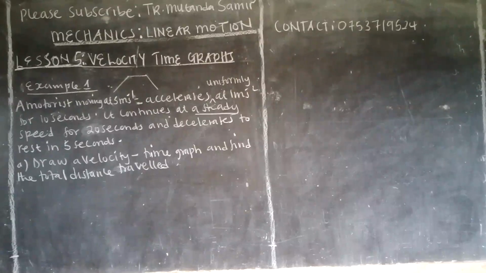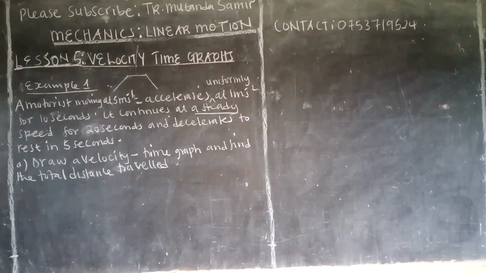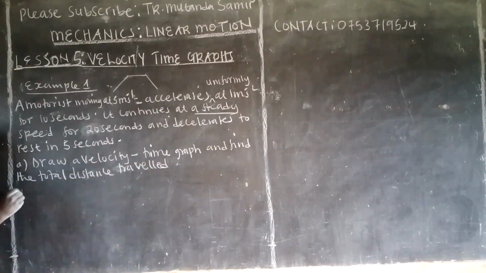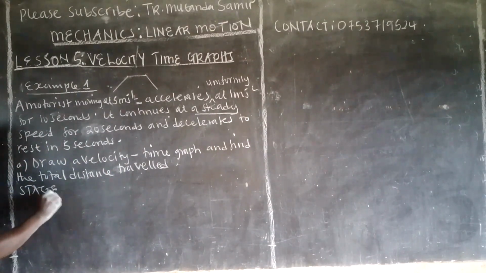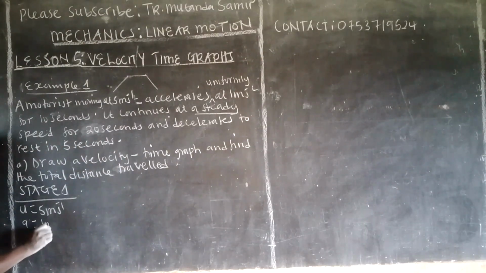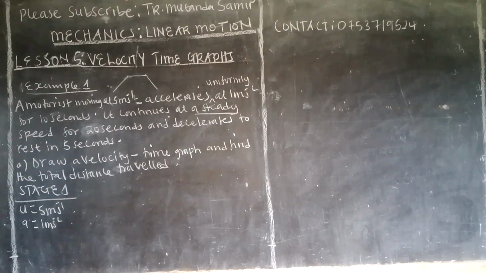All right, so let's look at another version. They're saying a motorist moving at 5 meters per second. That is always stage 1. So our u is 5 meters per second. Accelerates uniformly at 1 meter per second squared. So a is 1 meter per second squared, for 10 seconds, t is 10 seconds. That's stage number 1. Let's go and draw that.